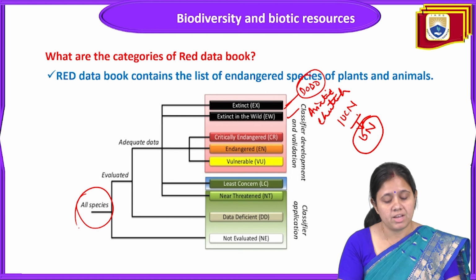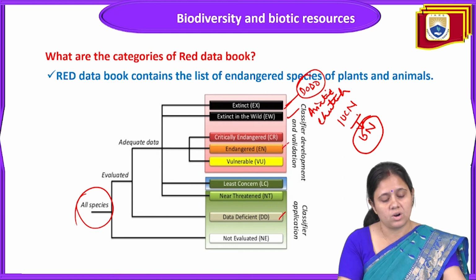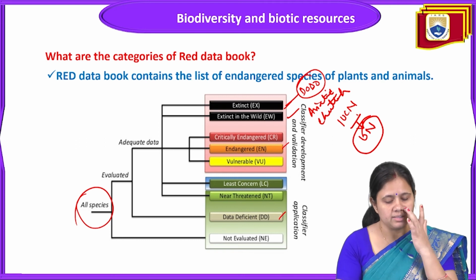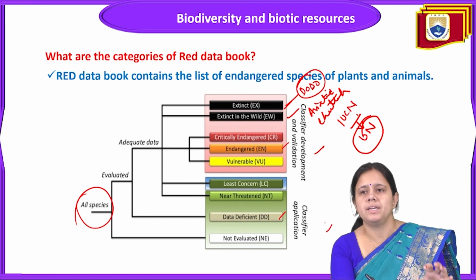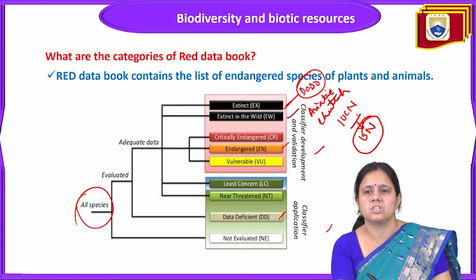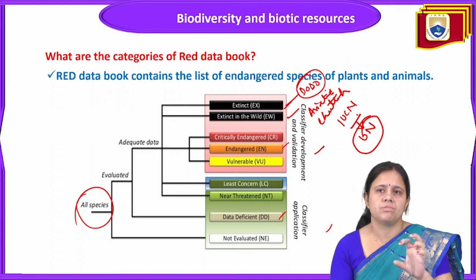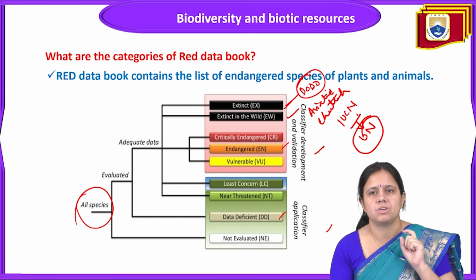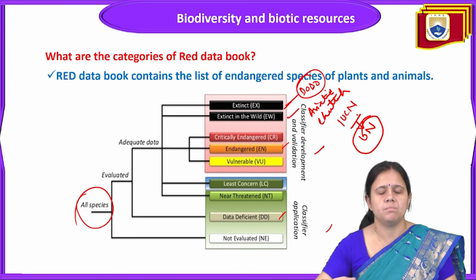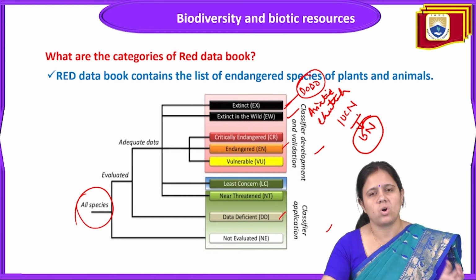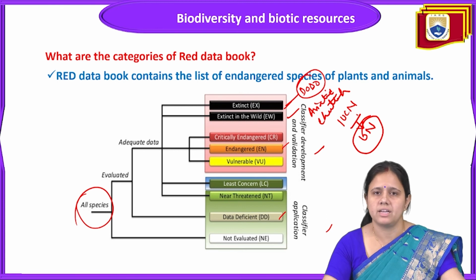Then evaluated, from data deficient to endangered, that is called evaluated species. And then adequate data is there, and this is again classified into different parts, that is classifier development and validation. And next, classifier application is there. So this is about the different categories of Red Data Book. Red Data Book has made these categories: extinct in the wild, critically endangered, vulnerable, least concern, near threatened, data deficient and not evaluated. And this Red Data Book has been given by IUCN. IUCN is called International Union for Conservation of Nature and Natural Resources.